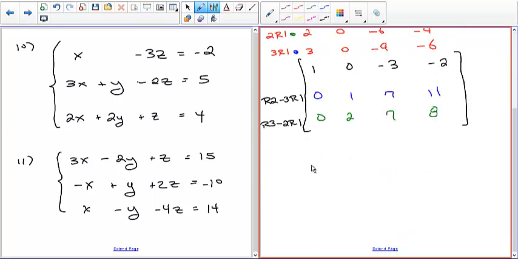Now, I've got 1, 0, 1, 0. So what I want to do is I want to make this 0, because I want 1, 1, 1, 0, 0, 0. Okay, so let me make a matrix here. We're going to copy row 1 and row 2.